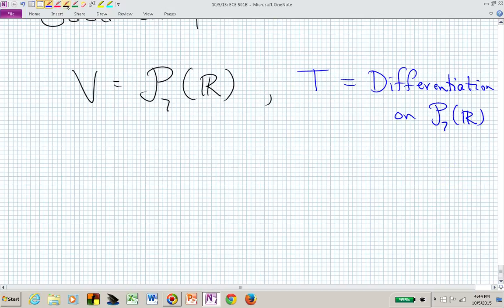The very first thing we need to ask is: is T an operator? If we have the differentiation map on R7 or P7, is it an operator? What do we need it to do to be an operator?